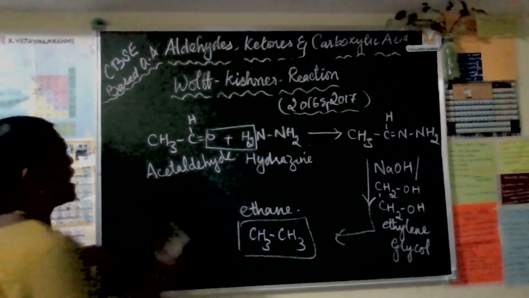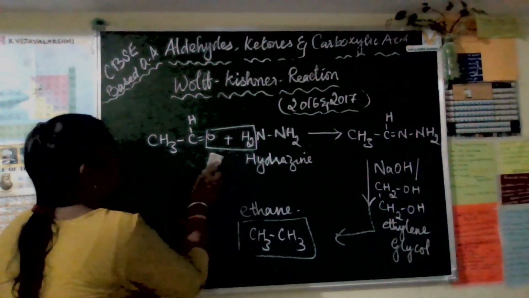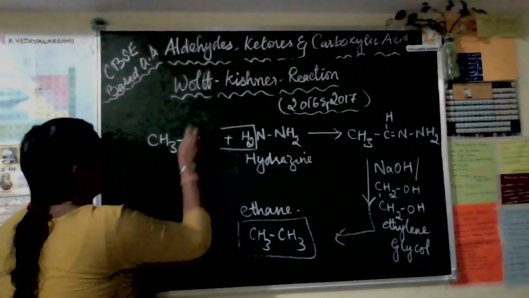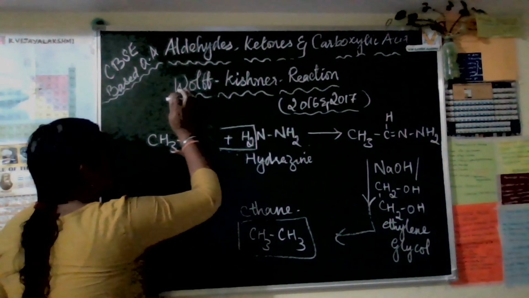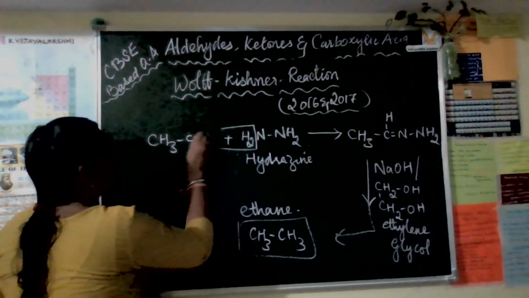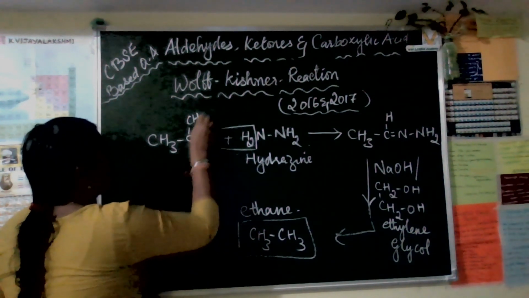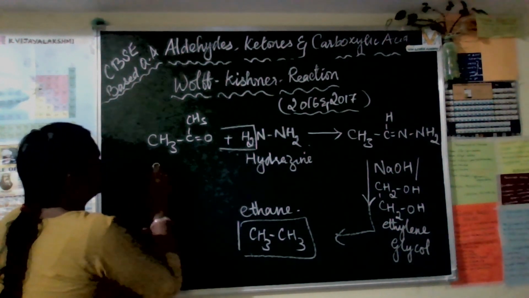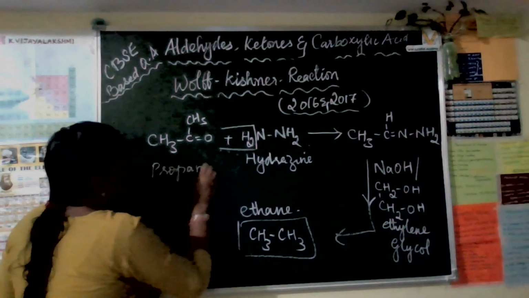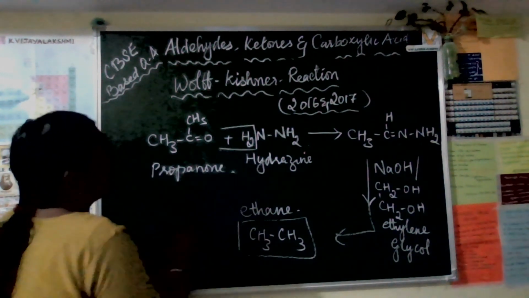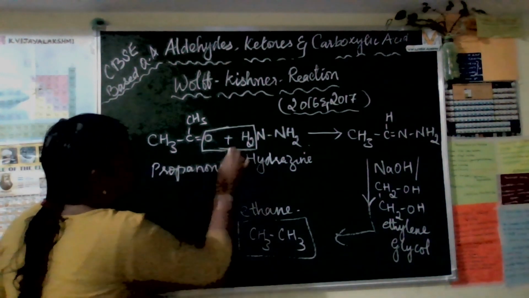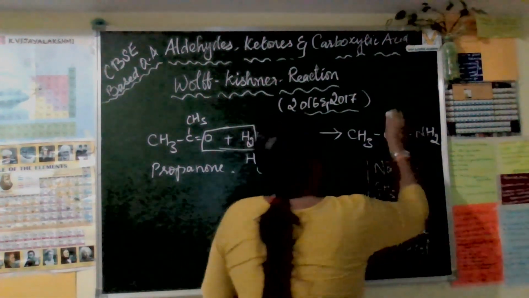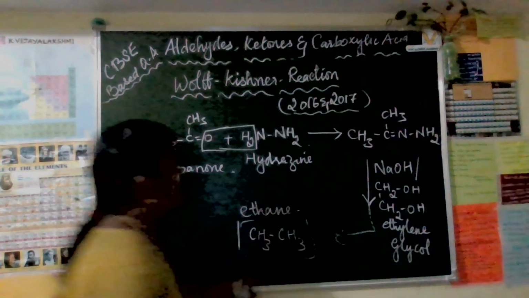Now, the same way, I'll put acetone also. The same thing only. What is acetone? CH3, C double bond O, CH3. I put the double bond over here to release water. This is acetone, or propanone. With the same hydrazine, a water molecule is released. So what is the product you will get? Instead of hydrazine, you will get CH3. The same thing here also.